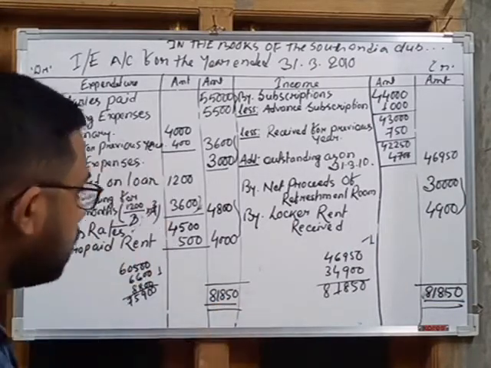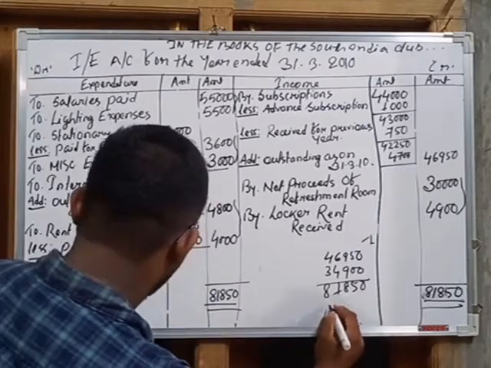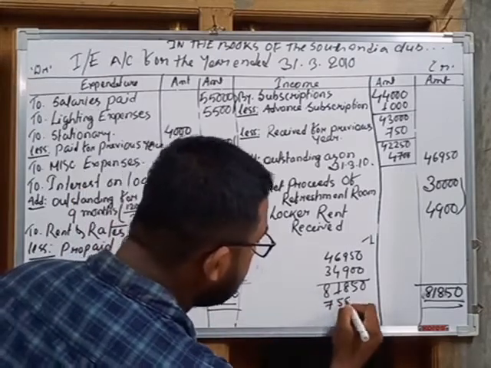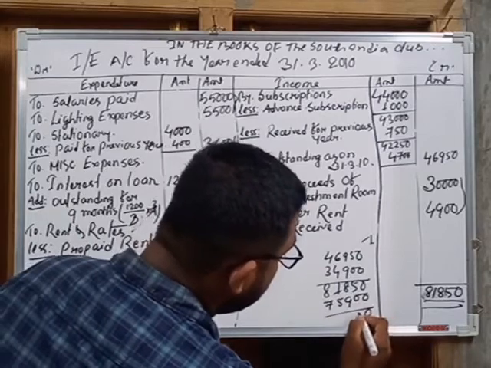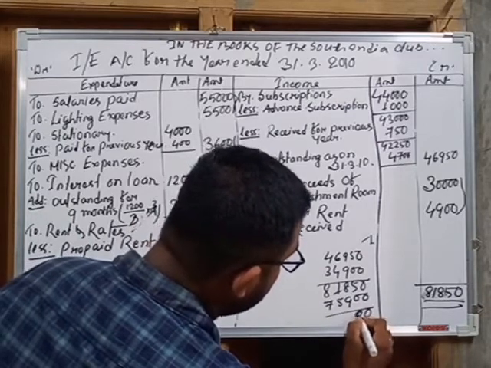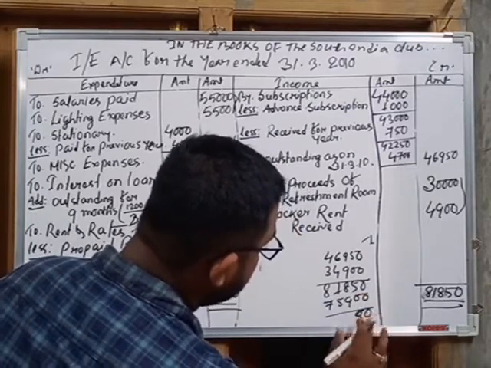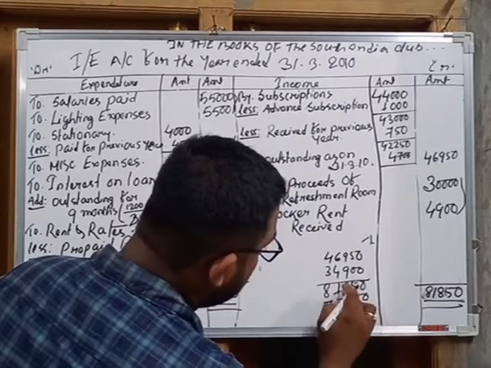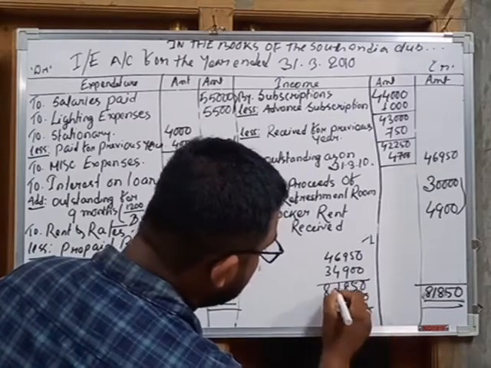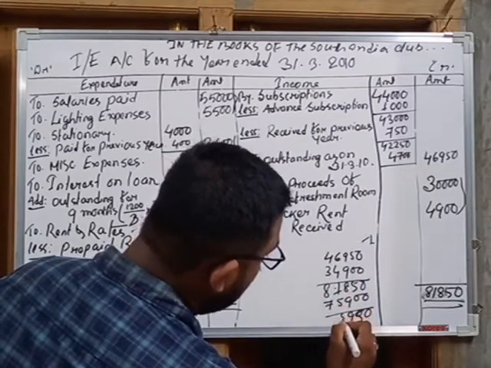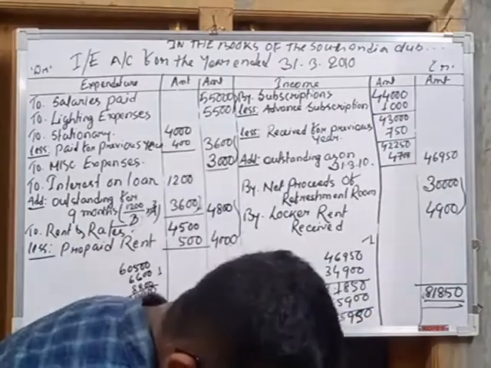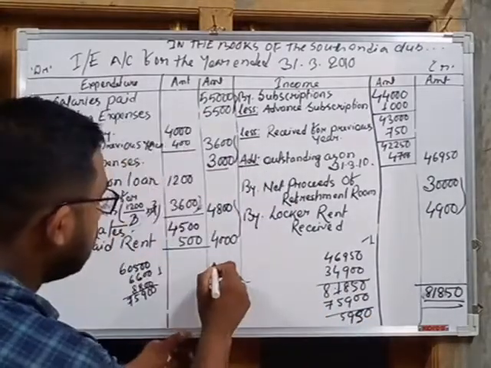And what is the difference? 81,850 minus 75,900 is 5,950. So it is the difference on the expenditure side.